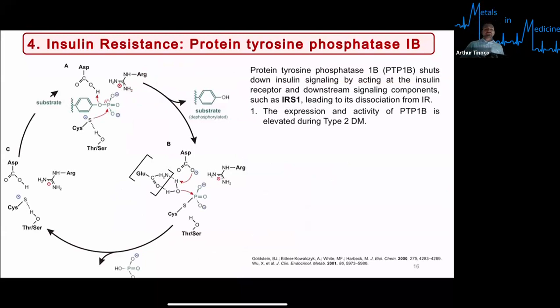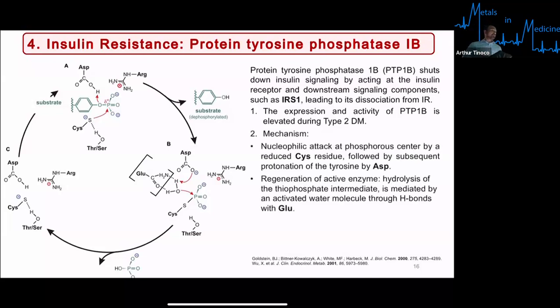Well, we have this enzyme, which we're going to abbreviate as PTB1B, which shuts down the insulin signaling by acting at the insulin receptor. So remember that insulin and insulin receptor interaction is critical in terms of that sensitivity towards insulin. And so that triggers the insulin receptor to become an active kinase to then set off this phosphorylation cascade. Well, if this enzyme acts at the insulin receptor and basically cleaves that phosphate group, it's basically going to serve as something that would inactivate the insulin receptor. So it would essentially serve as an inhibition of this phosphorylation cascade. So the expression activity of PTB1B is elevated during type 2 diabetes.